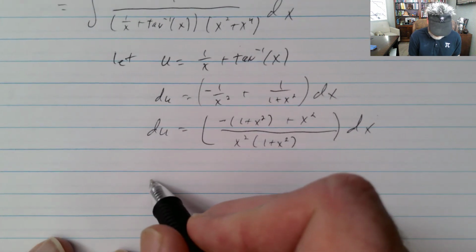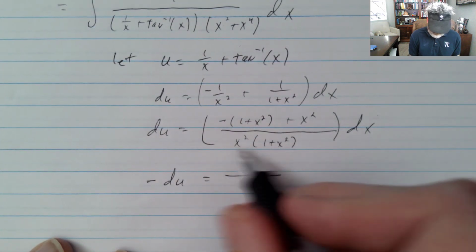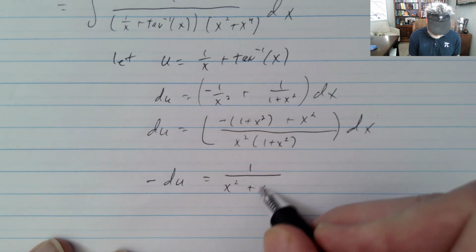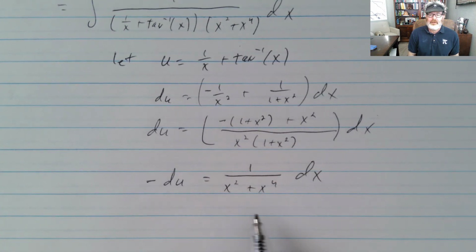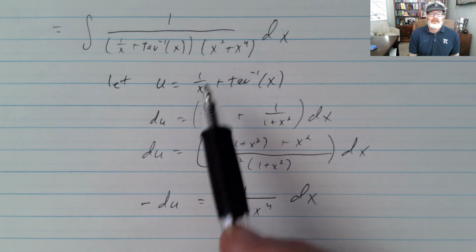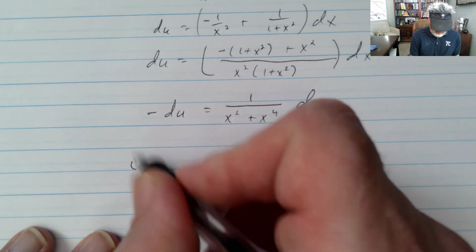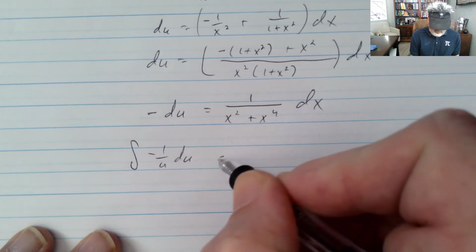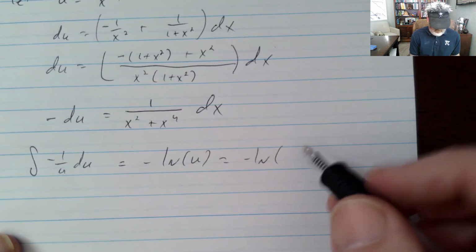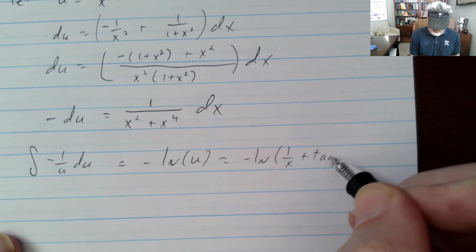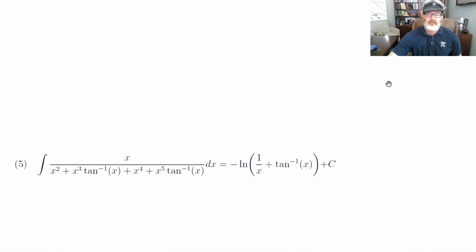So I'll just put it this way: negative du is 1 over, and if I distribute, okay, so I have a negative 1 on the top, but I'll multiply both sides by negative 1, and so you have that. So we can see we have a 1 over u times negative du. So negative natural log u, so negative natural log of 1 over x plus arctan x, and then plus c if you like. So there's that result.